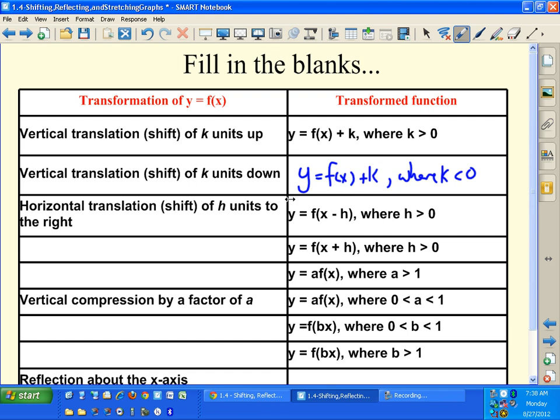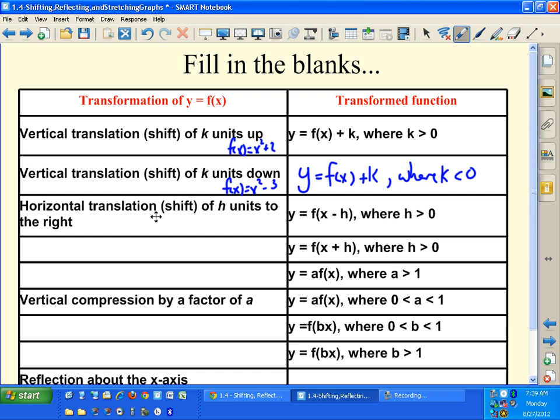And you guys have seen this before, especially when you deal with functions like this one would be something like f of x equals x squared plus 2, and this one might be like f of x equals x squared minus 3 or something like that, that's shifting it up and down. So that's what we're talking about here.